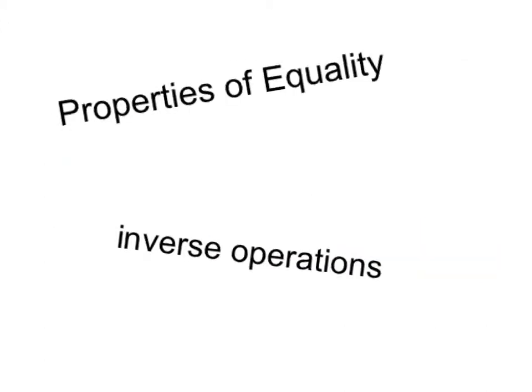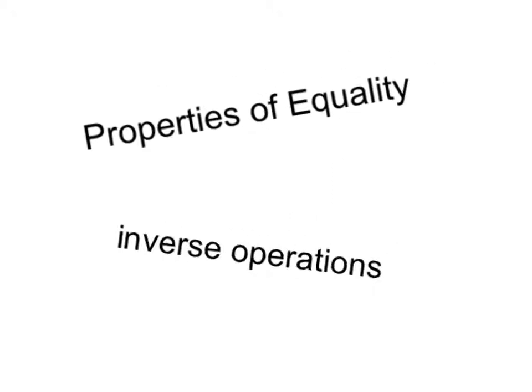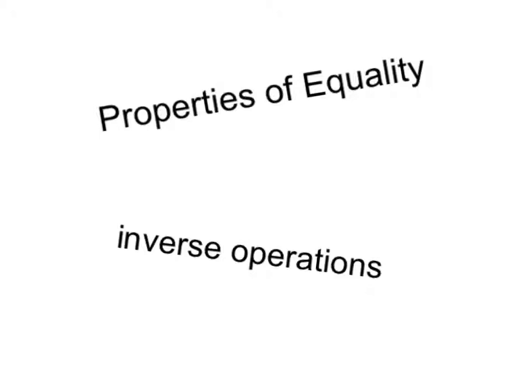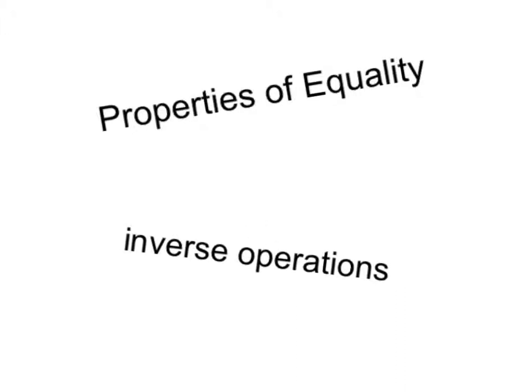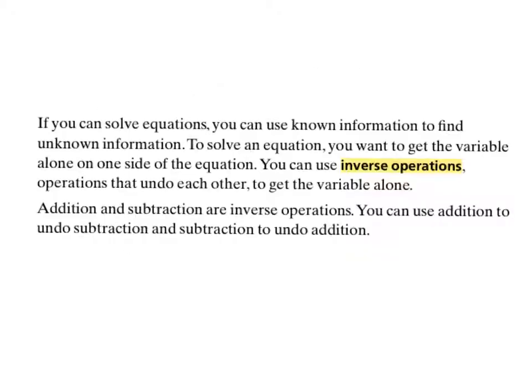There are two things you need to be on the lookout for in this video, and those are the properties of equality, and there will be four of those, one for addition, one for subtraction, one for multiplication, and one for division, and also the definition of inverse operations. Be sure to pause the video when you see those and copy them into your notebook. Remember, when you're copying the properties of equality, those are key concept boxes, so that means you need to copy everything inside the box. If you can solve equations, you can use known information to find unknown information.